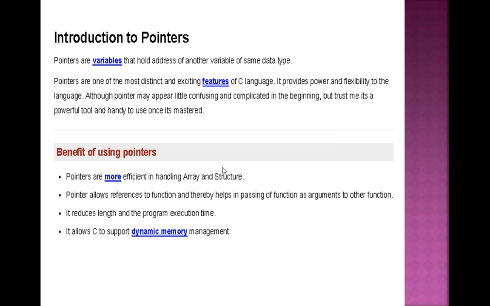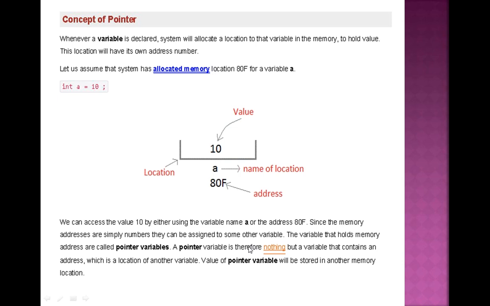That is, what are the benefits available to use pointers in C language or pointers in any programming language. These are the multiple benefits. It reduces the length. It also refers to the function. These are more efficient in handling arrays and structures, and it allows C to support dynamic memory management. This is the concept of pointer. We have also studied it with the help of an example.